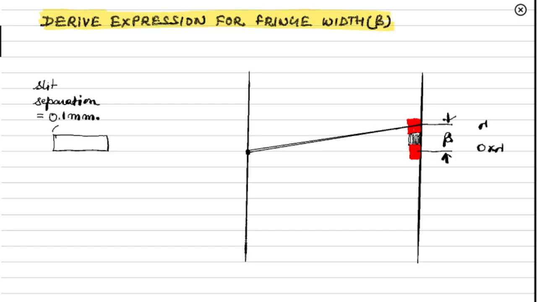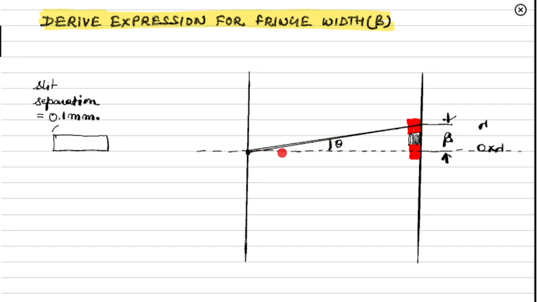Let me draw this reference line. It's not a light ray, I'm just doing it for my reference. So this much and this much. And this will be angle theta. This will be angle theta.